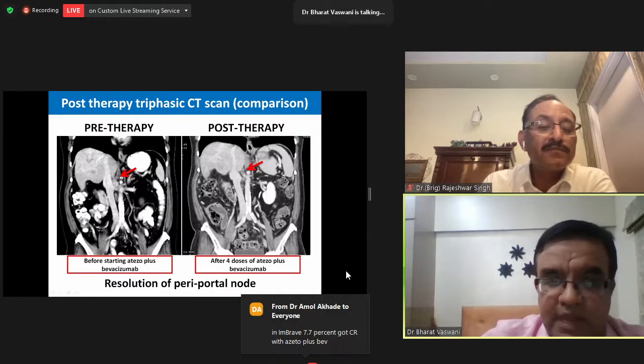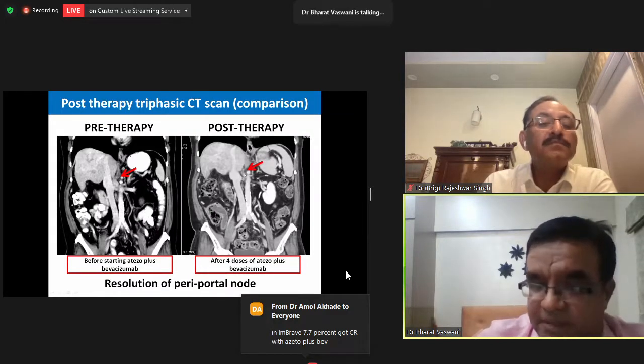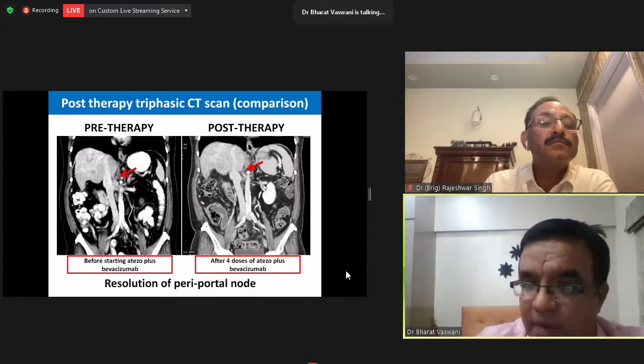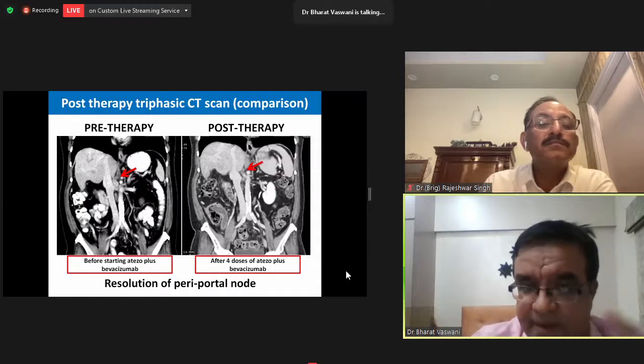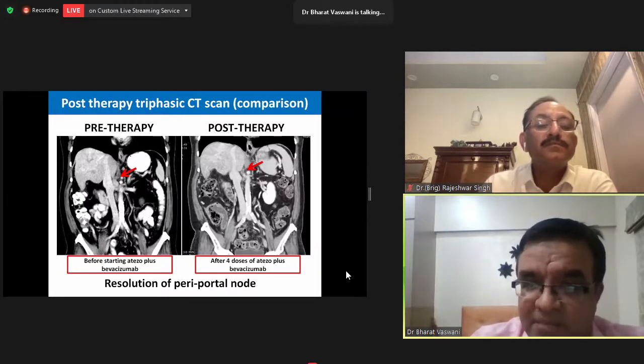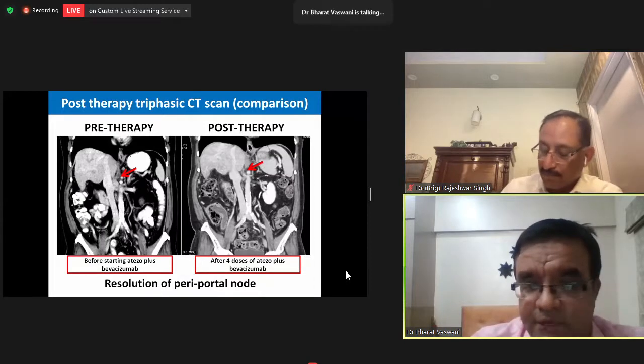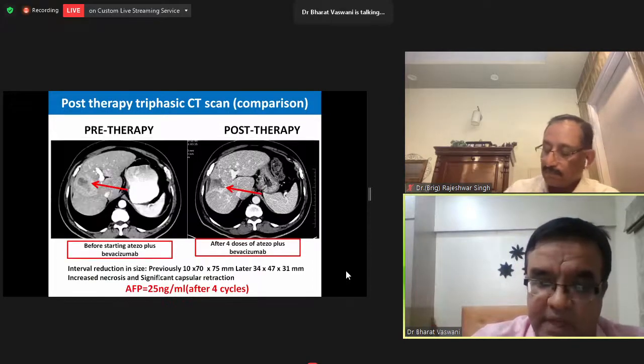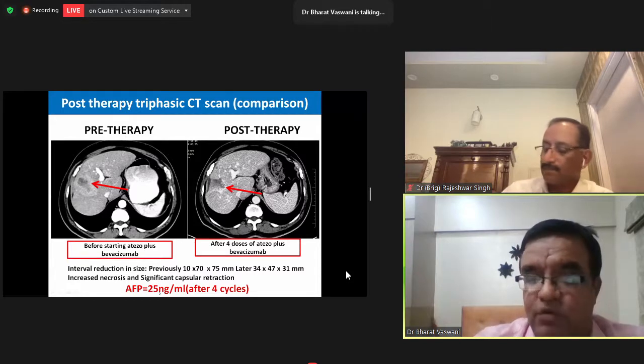If you look into it, there was an intercaval lymph node. It has disappeared. Now, these sorts of responses were unimaginable. I can imagine you might have some cases. We are trying to prepare our 10 cases and then we'll present it. But you can never imagine such a big abdominal lymph node now completely disappeared, patient healthy within the 4 cycles. If you see the alpha-fetoprotein also, from 825, it came down to 25.